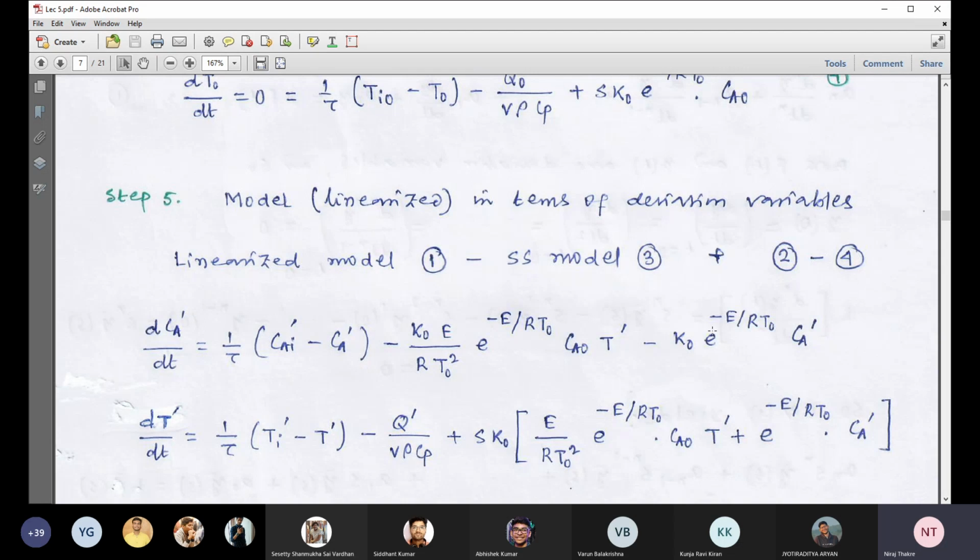Anyone? These equations are matching? Yes, sir. The first one is matching. I'm still doing the second one. Okay. Carry on.